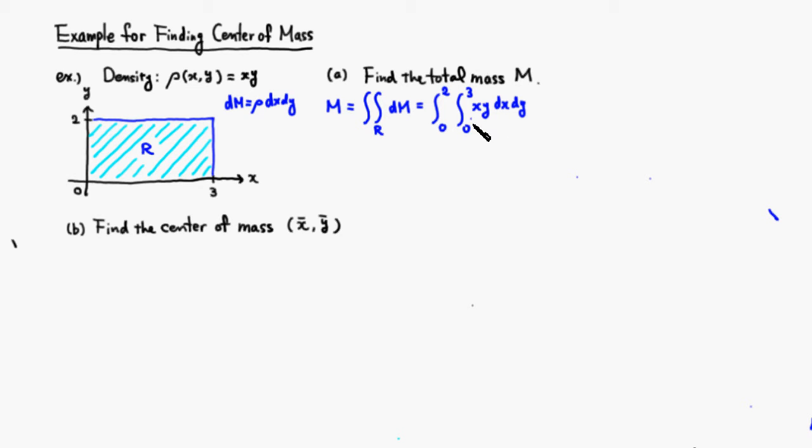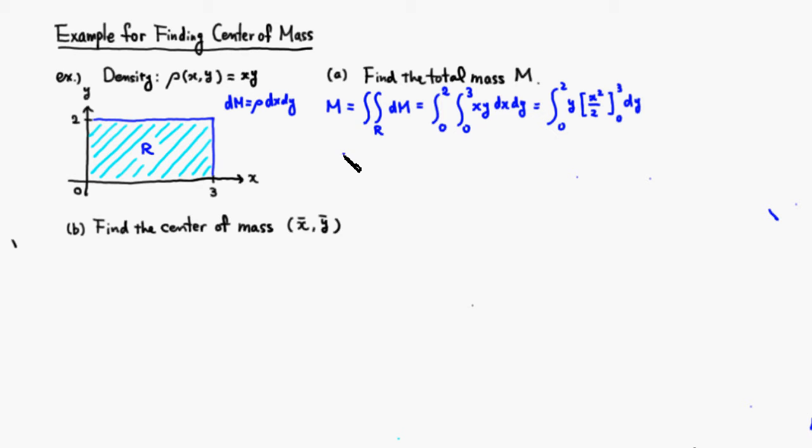Since y is just a constant when you take the antiderivative with respect to x, y is going to stay there, so we can actually put it outside. So 0 to 2, I'm just going to put y outside. Then the antiderivative of x is just x squared over 2, and x goes from 0 to 3. Then we have dy.